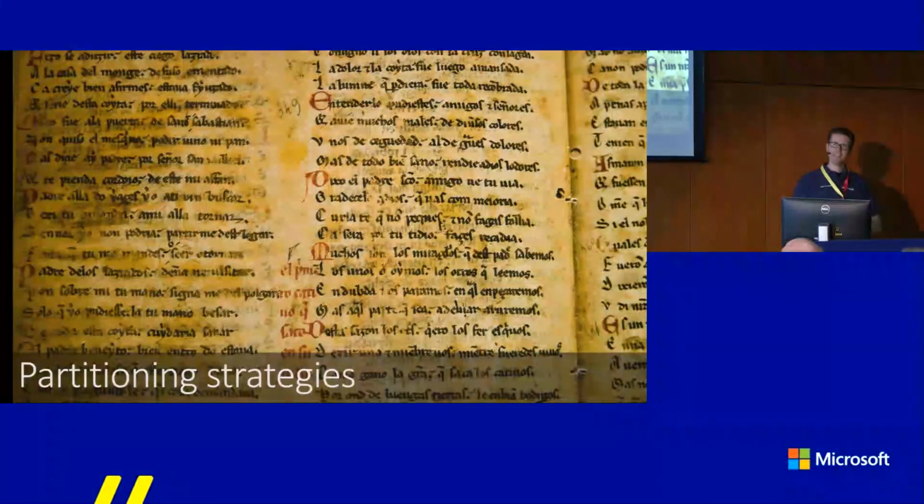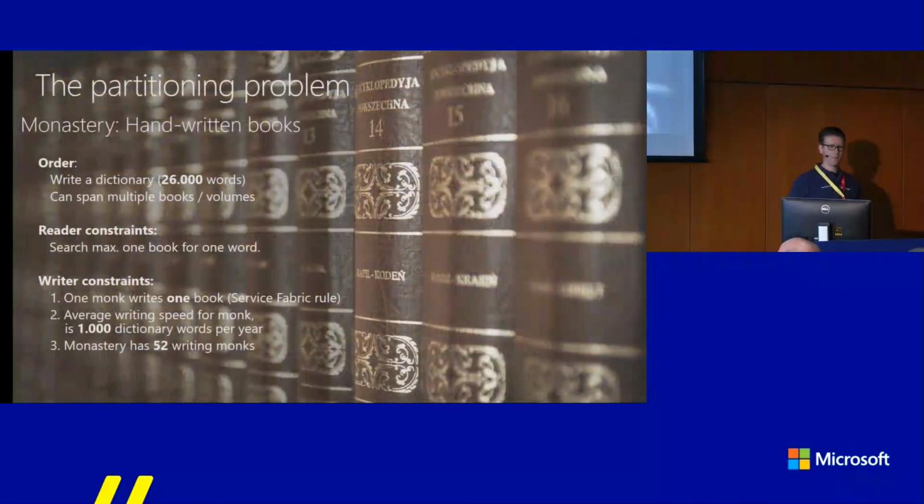So to explain the problems you can encounter while partitioning your data, so how can you make good chunks of your data, I've come up with an analogy to explain this. And the analogy is about a monastery that makes a living by selling handwritten books. So one day this monastery gets an order, and the customer wants them to create a dictionary of 26,000 words.